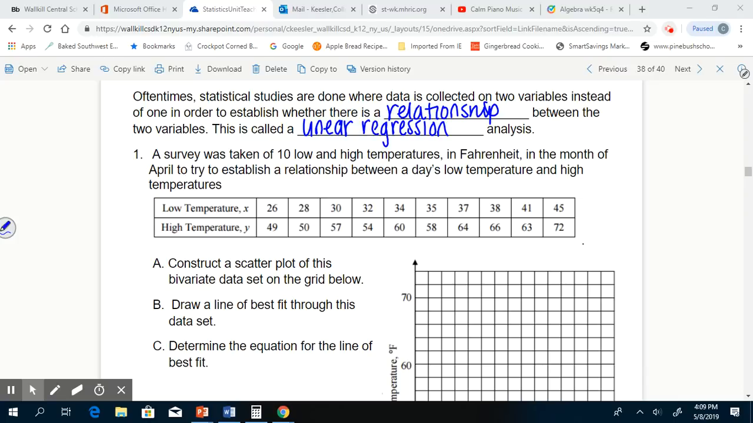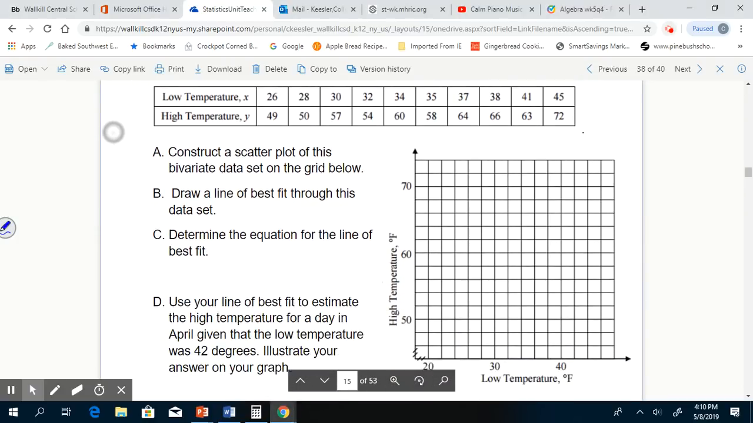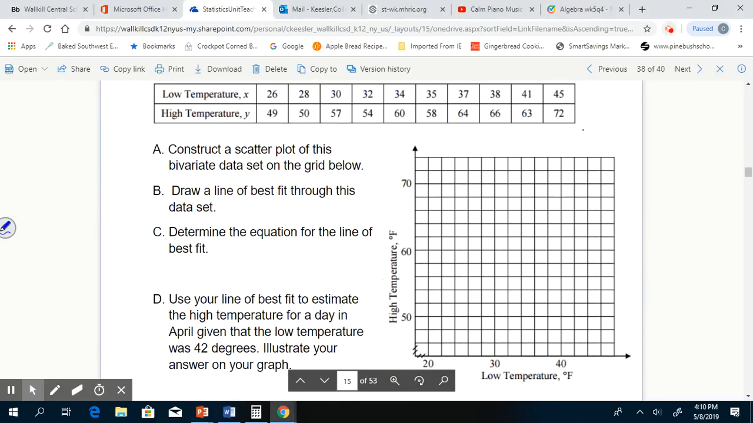So taking a look at number one, we have a survey that was taken of 10 low and high temperatures in Fahrenheit in the month of April to try to establish a relationship between a day's low temperature and high temperature. So we're going to take those points and create a scatter plot for part A. It says construct a scatter plot of this bivariate data set on the grid below. So we're going to graph each one of those corresponding x and y values.